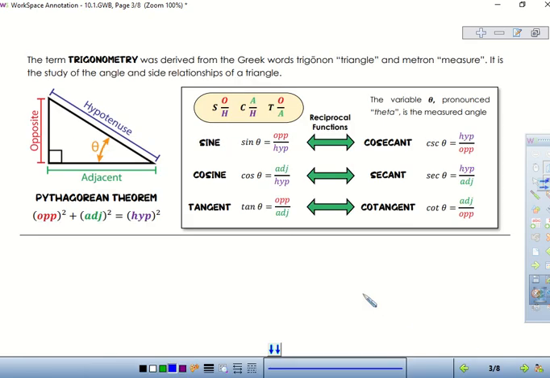Alright, so the term trigonometry was derived from the Greek words trigonon, or triangle, and metron, measure, and is the study of the angle and side relationships of a triangle. So, yes, there's a whole course on this topic, meaning we're only going to be scratching the surface in this class to prepare you for if you're taking trigonometry next year, just to get you amped up for it. But we're not going to be going as in-depth as the class does. So let's talk about the basic relationships between sides of a triangle.